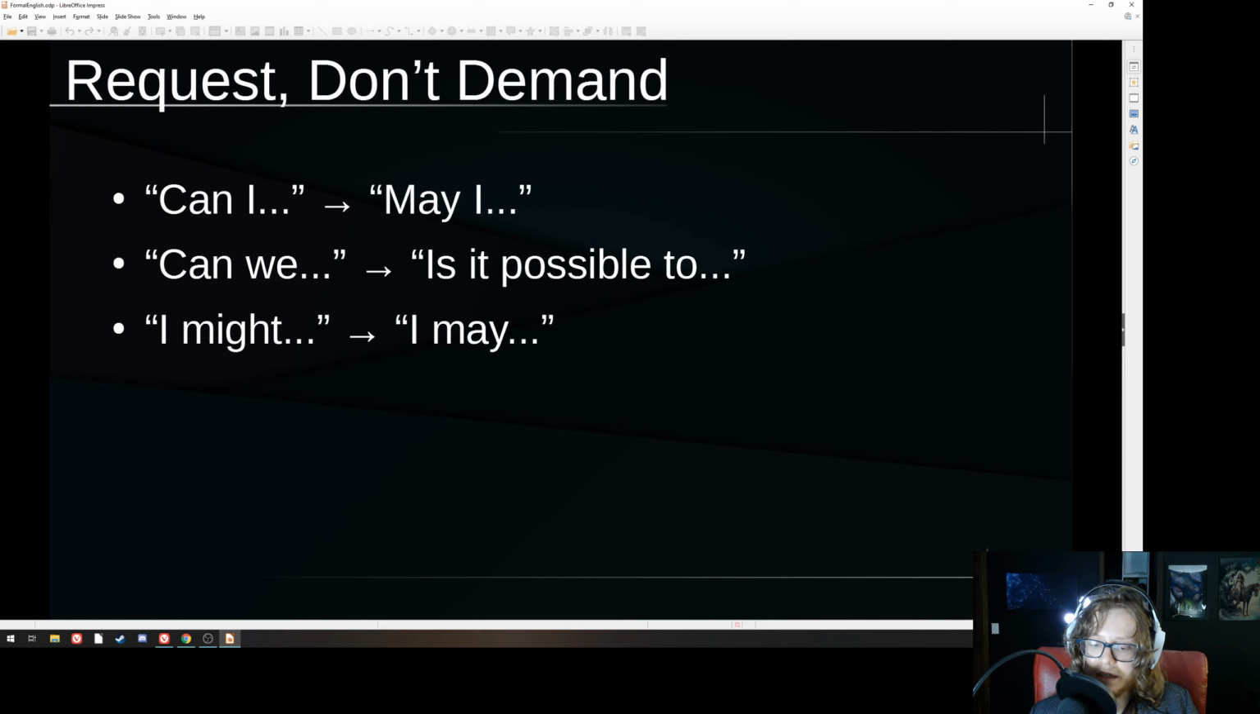Rather than I might do something, I might make a change to this method later, I may change this method later. Which one sounds more deferential? Which one sounds more like a request? Well, may, obviously, in this case. So you want to be deferential and never demand things when you're speaking formally.